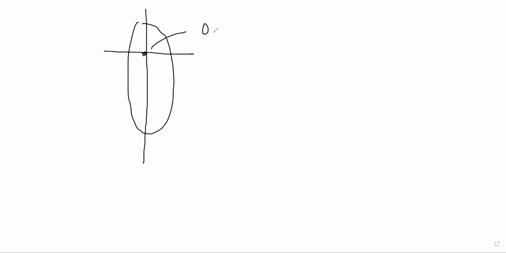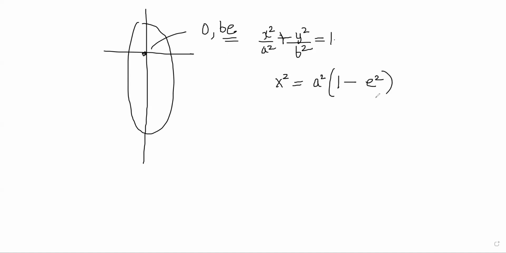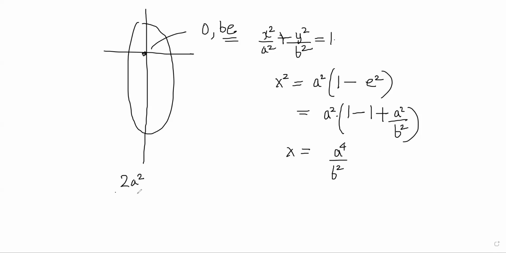The focus will be (0, be), right? And if you put that in the standard ellipse, x square by a square plus y square by b square equals 1, you will get x square is equal to a square into 1 minus e square, right? And a square times 1 minus e square is a to the power 4 by b square. So x is equal to a square by b. So you get 2a square by b as the length of the latus rectum here for this ellipse.